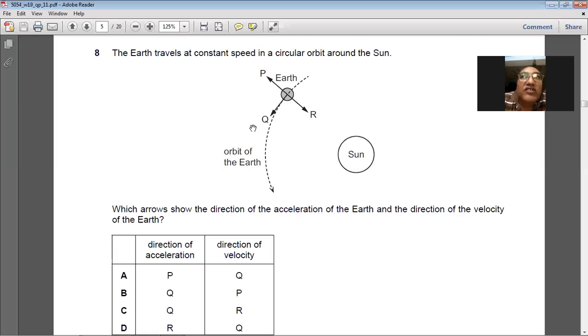The direction of the acceleration of the Earth will be towards the center of that circle. So R is the direction of the acceleration, and the direction of the velocity will be tangential to the circular path. So Q will be the direction of the velocity. So D looks the right option, sir. Question number 8, D is the right option.